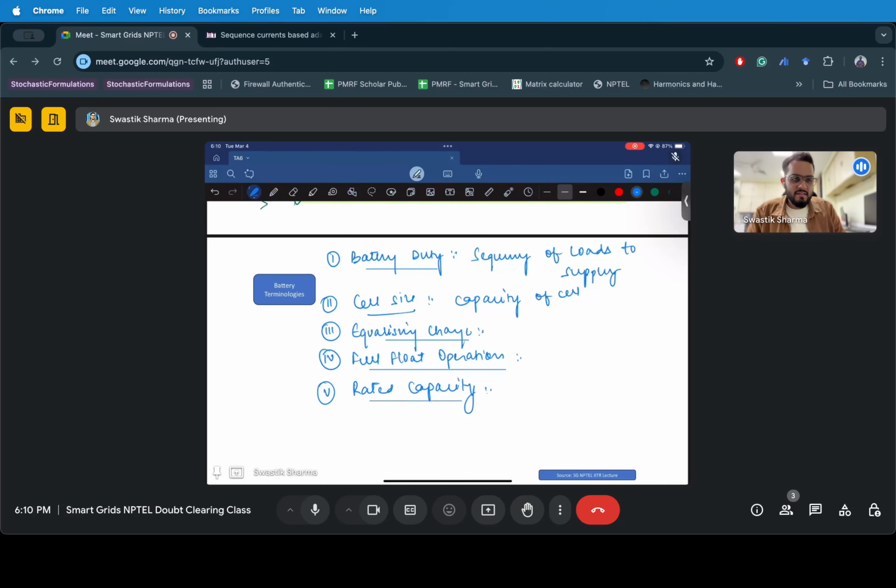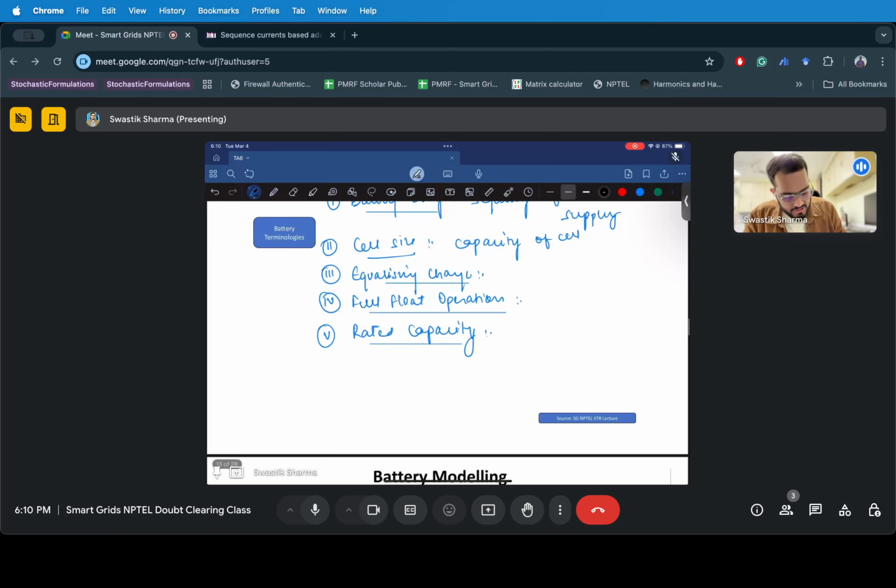So rated capacity is the capacity of the battery. The capacity of a battery is generally measured in terms of ampere hour. When I say ampere hour and not kilowatt hour, it's because ampere hour tells how much current it can give out for a particular hour, right? So kilowatt hour is nothing but ampere hour times voltage divided by 1000.